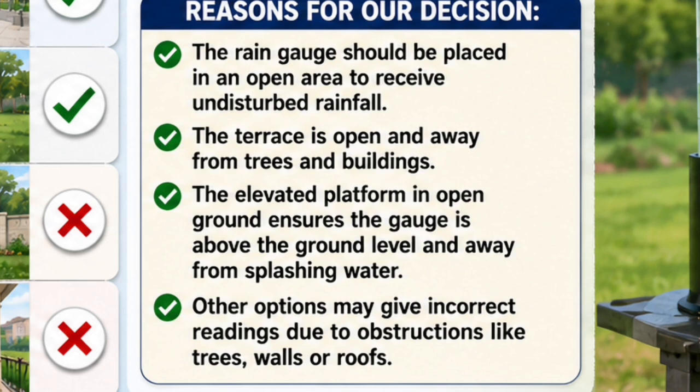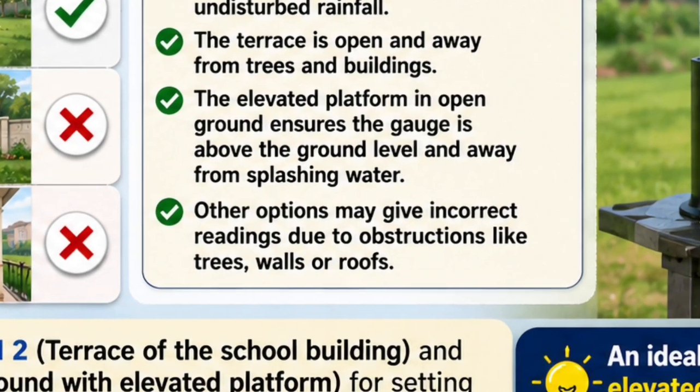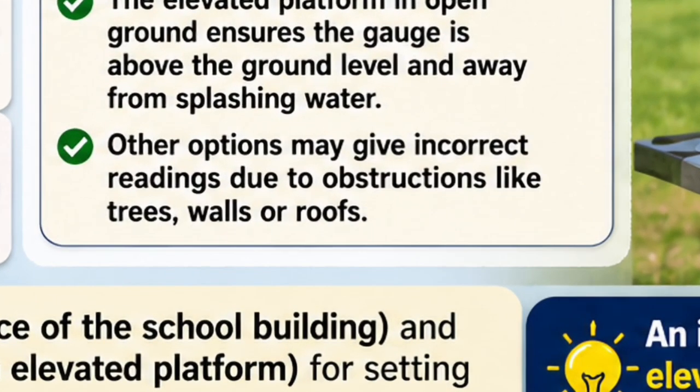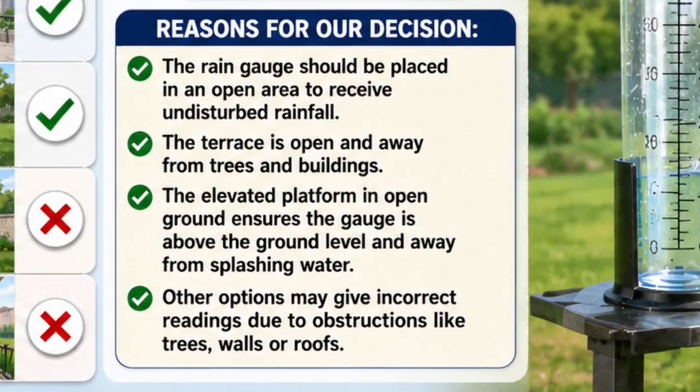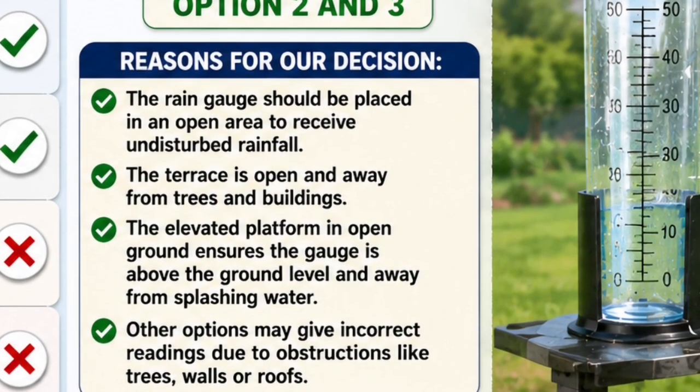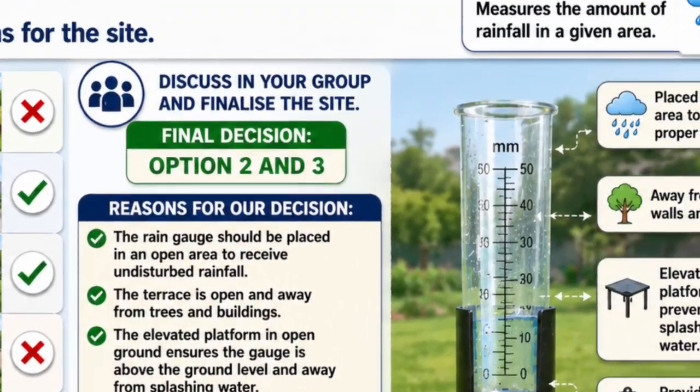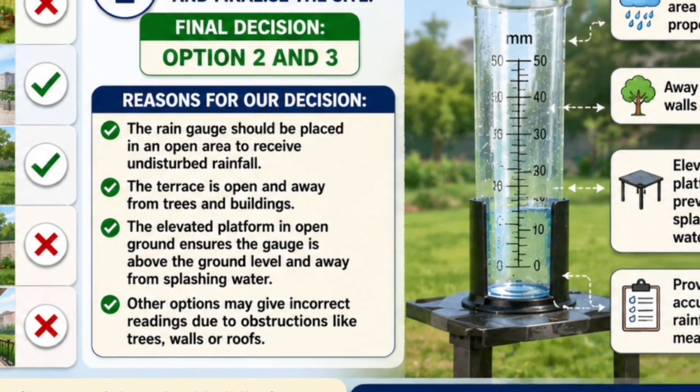The terrace is open and away from trees and buildings. Clear? Next, an elevated platform in open ground ensures the rain gauge is above the ground level and away from splashing water, because splashing water can give a wrong reading. The other options may give incorrect readings due to obstructions like trees, walls, or roof. So there should not be any obstructions or things which can disturb or manipulate our result, right?